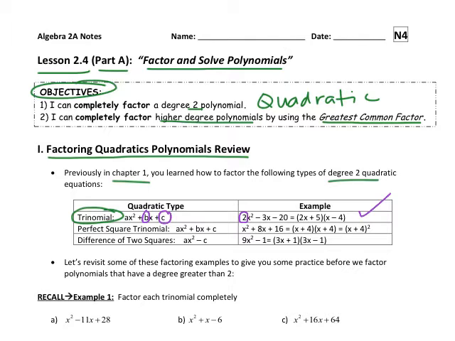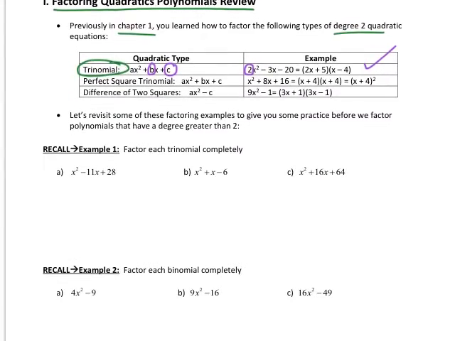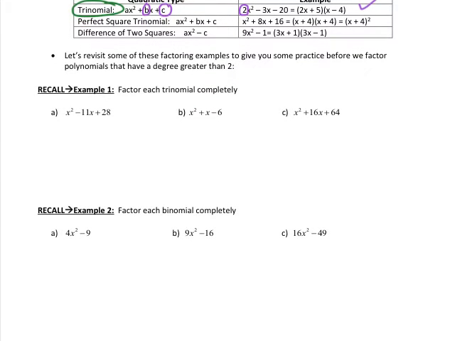And then we also had a perfect square trinomial, and we also had the difference of two squares. And so we're going to practice a couple of these just to remember how to factor those types of polynomials, and then we're going to get into how to factor something that's a little bit more complicated than that. So let's take a look at our first example. The first example here says to factor each trinomial completely.